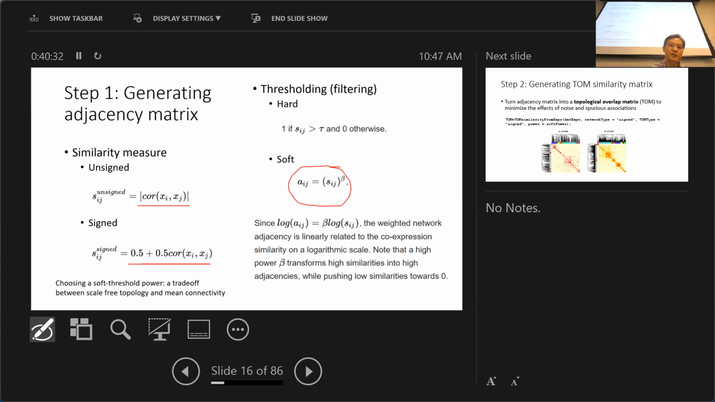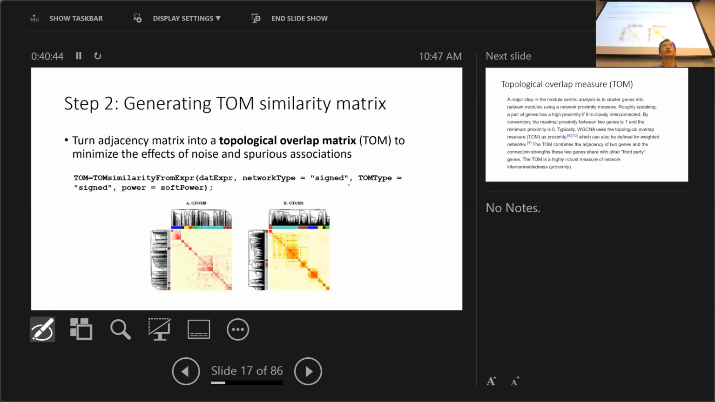And you can change this parameter. If I want to be more stringent, I change the beta value a little bit, and I get slightly different results. Anyway, you transform the fully connected correlation matrix into an adjacency matrix by introducing a lot of zeros. Okay? 0 means those two genes are unlinked, while highly correlated genes are linked. And then what they found is that this naive network is very noisy.